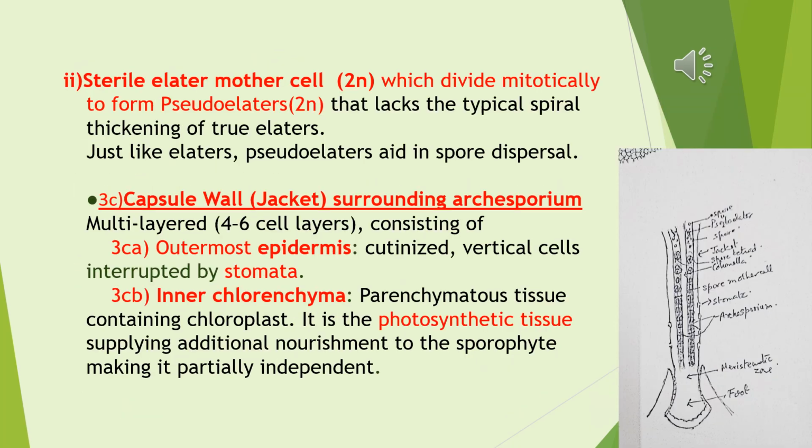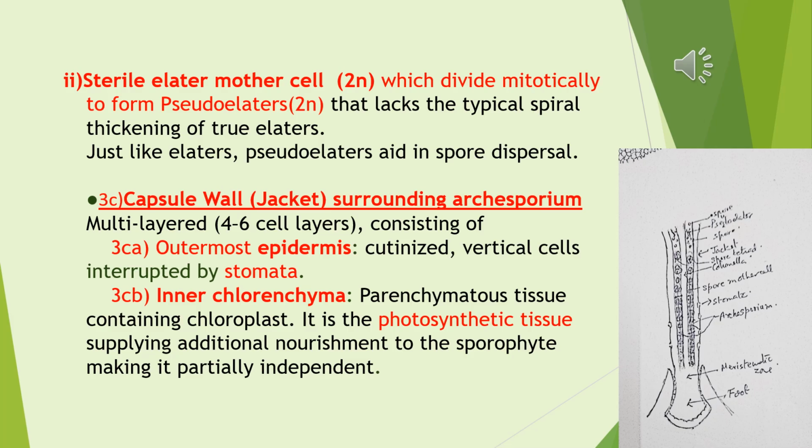In the last slide we have seen that from the archesporial cells, that is diploid cells, 2 types of cells are generated. One is the fertile spore mother cell, 2N, and another type of cell, that is the sterile elater mother cell, which is also 2N, that is diploid. We have already discussed the spore mother cell, which divides and finally gives rise to 4 spores.